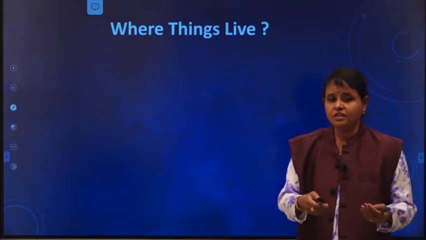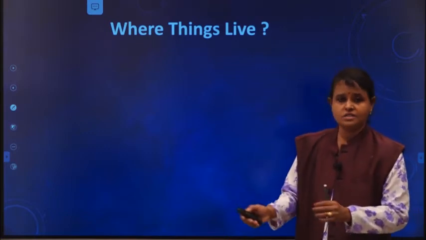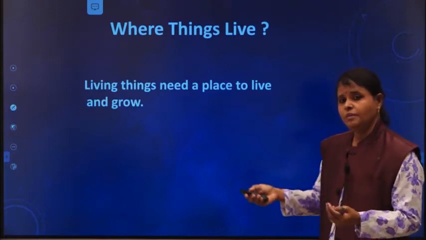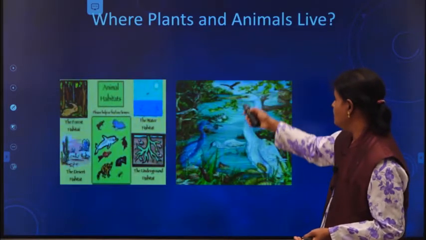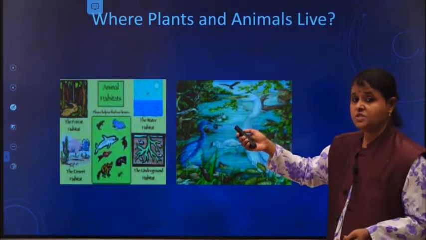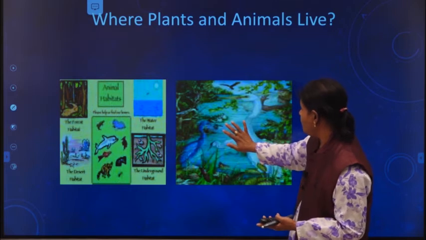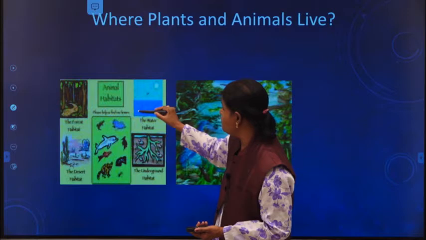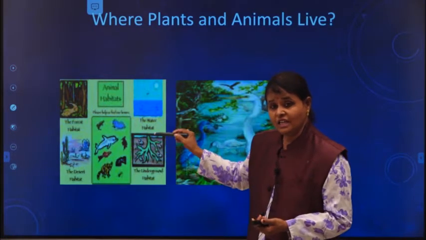Where do living things live? Maybe in water, in air, on a tree, in a pond, etc. Living things need a place to live and grow. Maybe a plant or whatever examples you give. Where do plants and animals live? These are all the places where living organisms are present. Here you can see some birds living. This is water; a water body is the place for them. And these are all some examples: water, animal habitats, land, everything. These are all examples where living things stay.